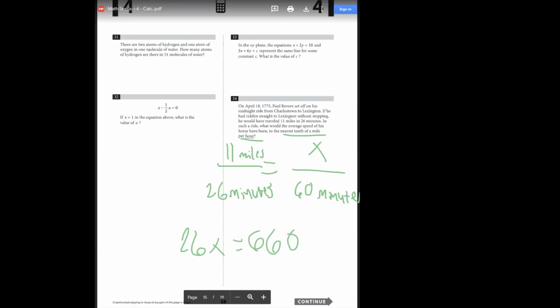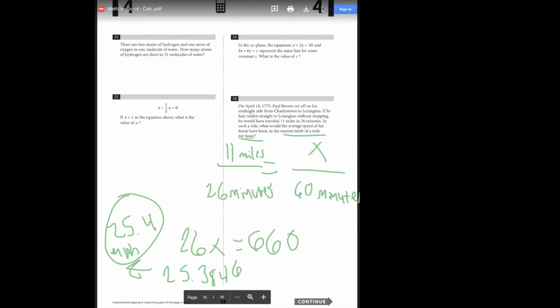So when you do that, you get 25.3846. So really all we have to do now is round it to the nearest tenth of a mile, because that's what it says. So this would be rounded to 25.4, and it ends up being miles per hour, because this is the amount of miles you traveled in 1 hour, 60 minutes. So that would be the unit, miles per hour. So that's what you would get.